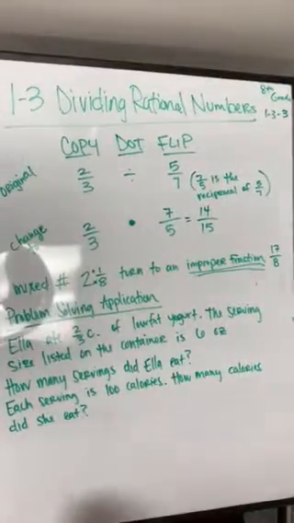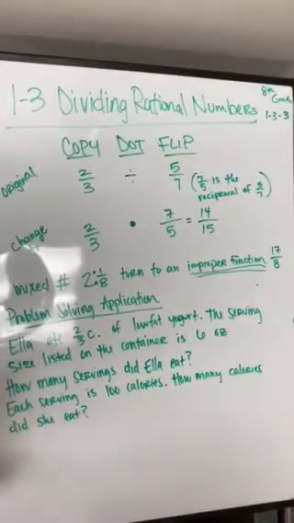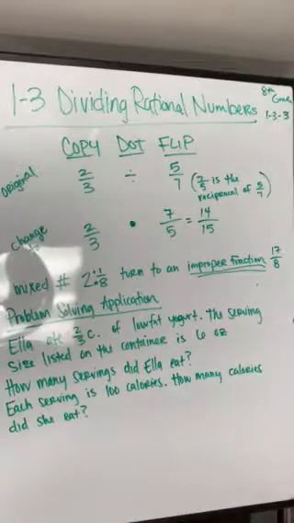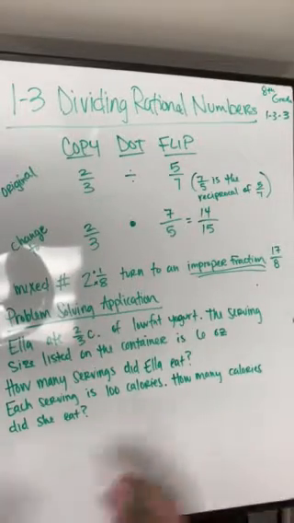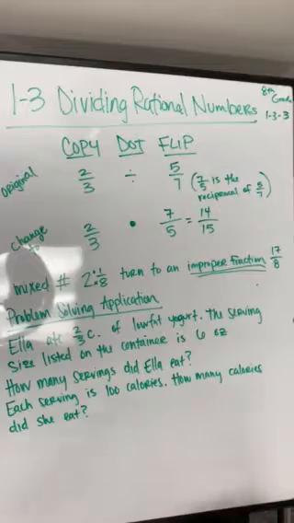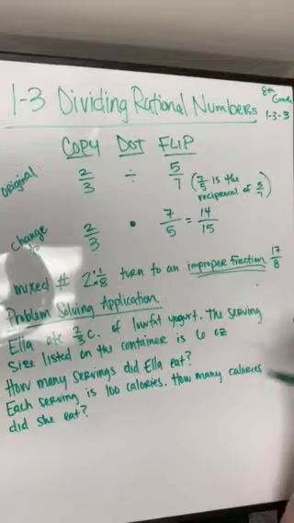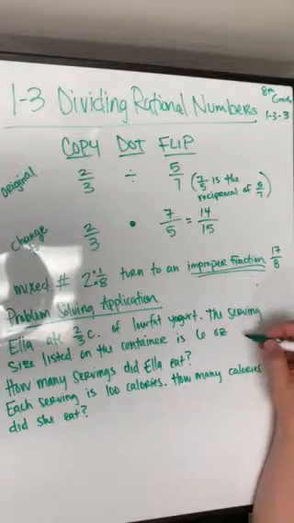All right, so our story problem, it's just problem solving application. I'm gonna read it to you, I'm gonna work it through so that you guys can kind of see how you should or could be doing this. Ella ate 2/3 cup of low-fat yogurt. The serving size listed on the container is 6 ounces. Now, something you guys need to know is a cup is 8 ounces.